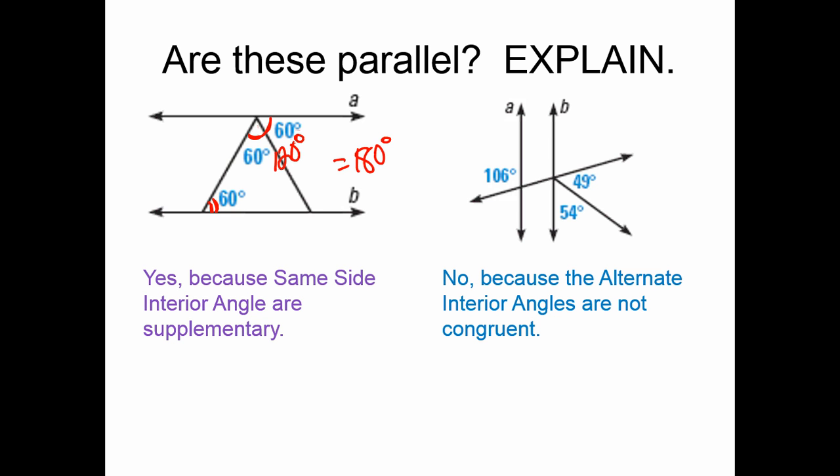And this one here, what would those be? Those would be alternate exterior angles. We have this one out here and we have this one in here, alternate exterior. Let's see if this one's 106. This one would be 103. So this is no, because alternate exterior angles are not congruent.